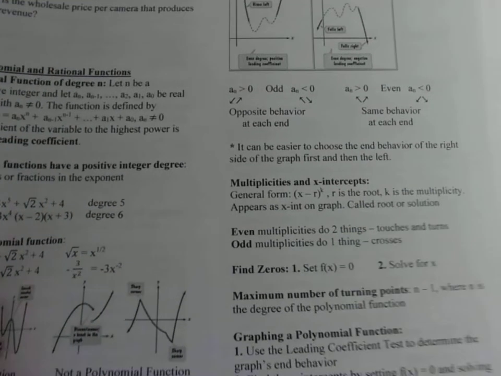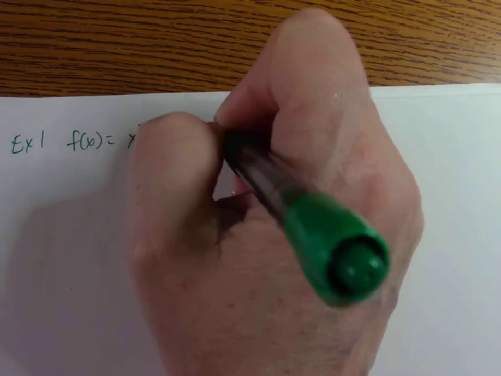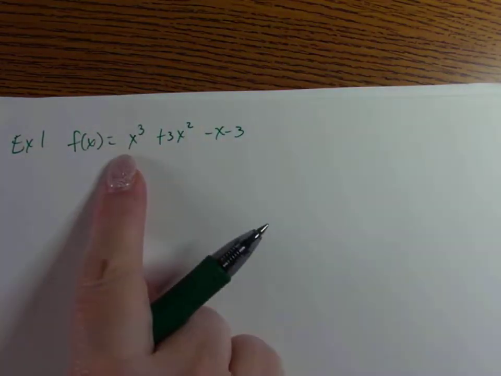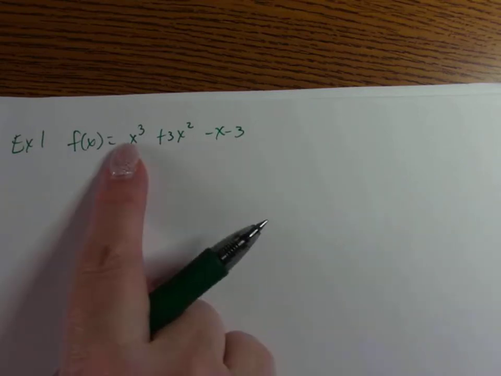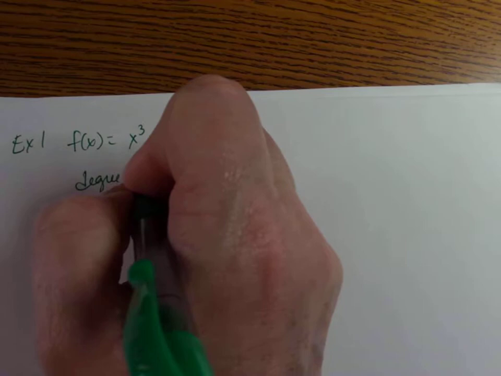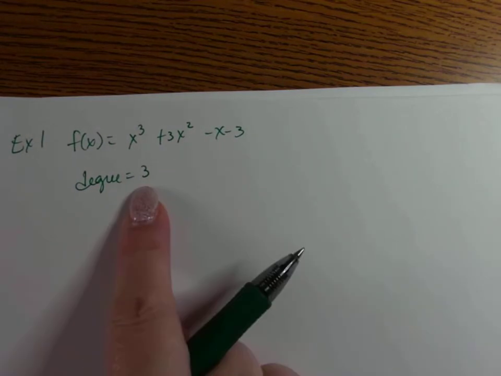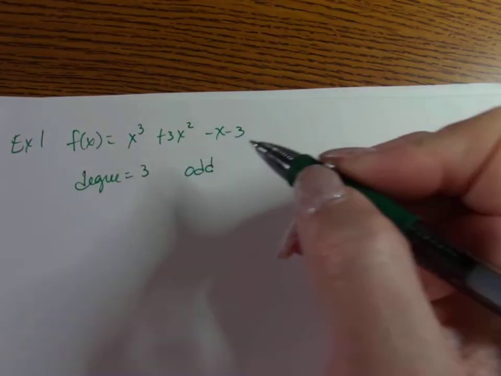All right, so let's go look at some degrees. For example 1, we have f of x equal to x cubed plus 3x squared minus x minus 3. We have completely separate terms on this. So on this one, we just look for the highest degree. So the degree is equal to 3, which tells us it's an odd degree because 3 is an odd number.